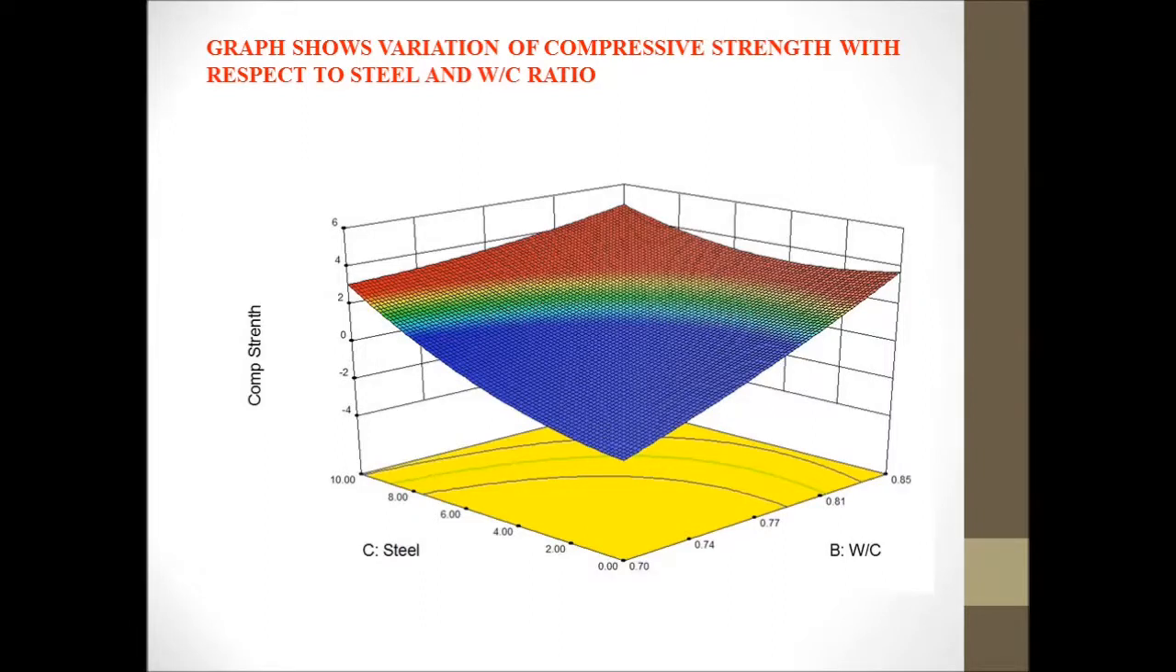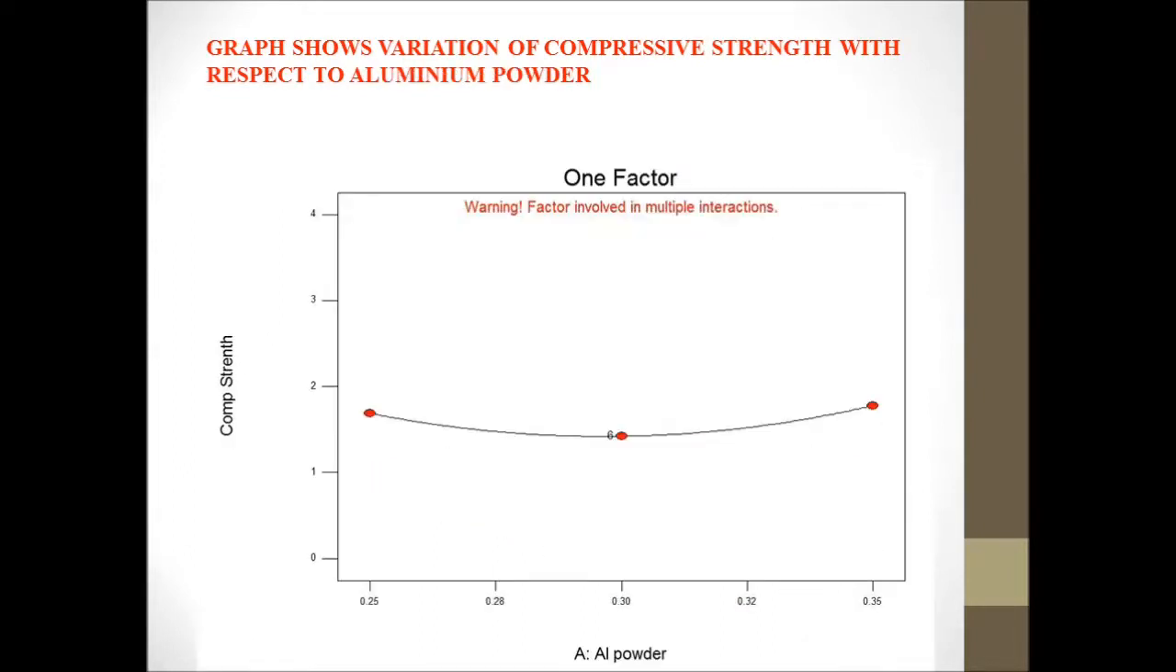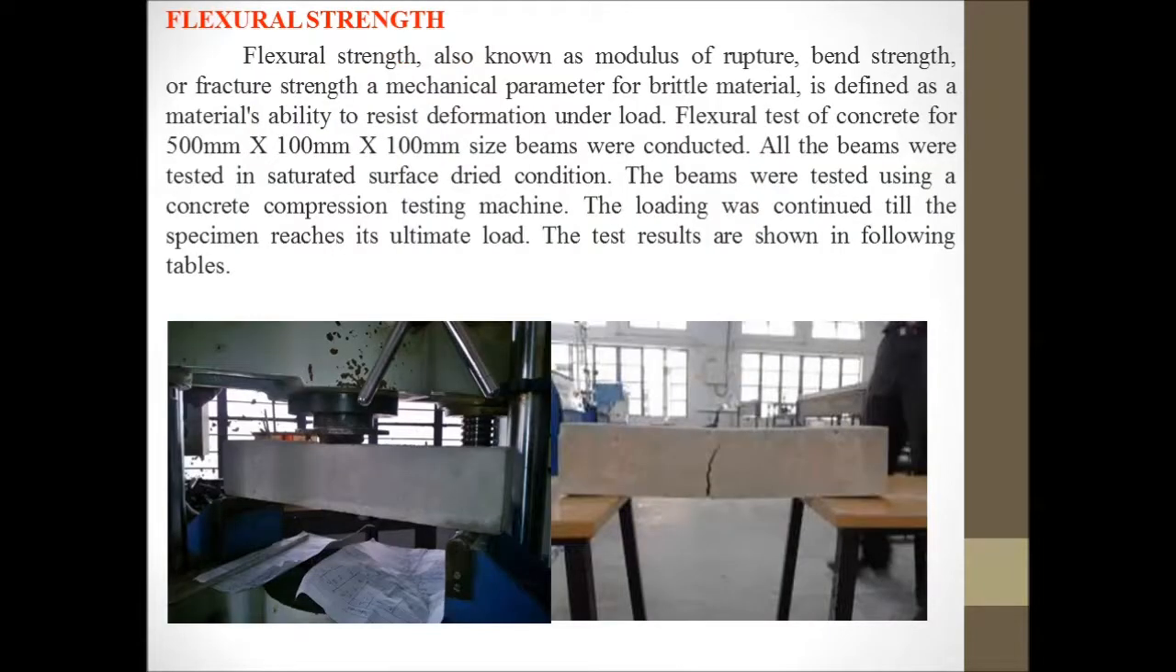When steel waste is increased, compressive strength gets increased, and when the water cement ratio gets increased, the compressive strength also gets increased. When aluminum powder gets increased, compressive strength doesn't change much. It is constant. It doesn't show any change in the compressive strength.